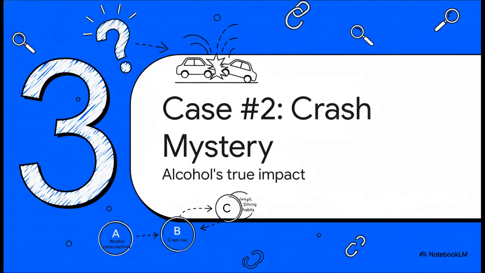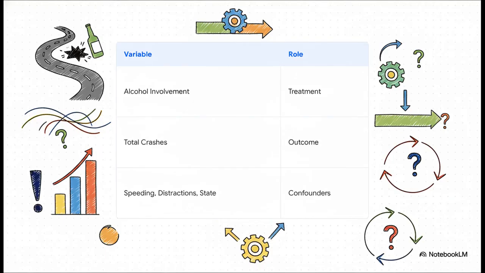So welcome to our second case, the crash investigation. We all know that drinking and driving is dangerous. But as causal detectives, our job is to go beyond just knowing something and actually establish a clear causal link. Does alcohol involvement truly cause an increase in car crashes, even after we account for all the other factors? Let's build the case file.